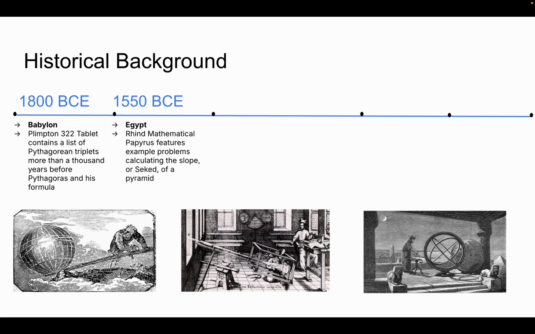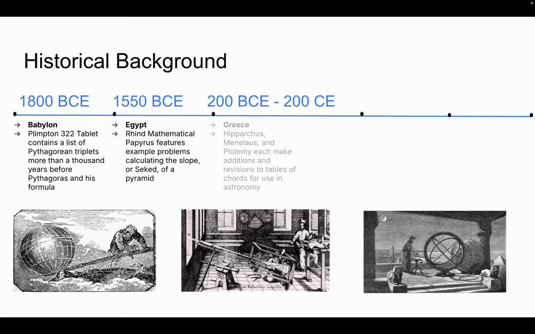In Egypt, engineers used slope calculations while building the pyramids, what they called the Sekid, which is an early form of trigonometric reasoning. Later on in Greece, Greek mathematicians like Hipparchus and Ptolemy created chord tables. This was done to help with astronomical observations.